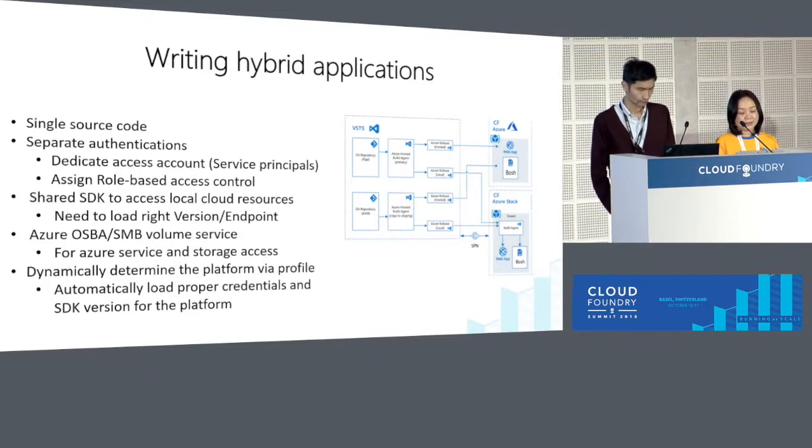To start with, there are several steps to write the hybrid application between Azure and Azure Stack. Basically, you can maintain a single source code, but you need to create a separate authentication. You need to create two access accounts, called service principals, in Azure. You have the same concept between Azure and Azure Stack, and you can assign role-based access control on the service principal, and you will use that to run your application.